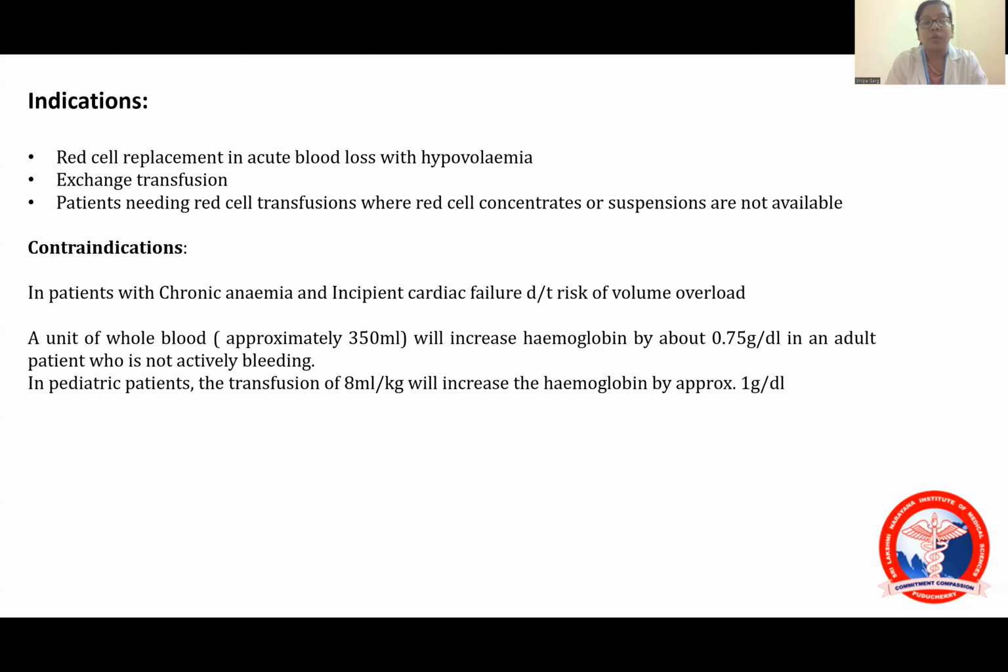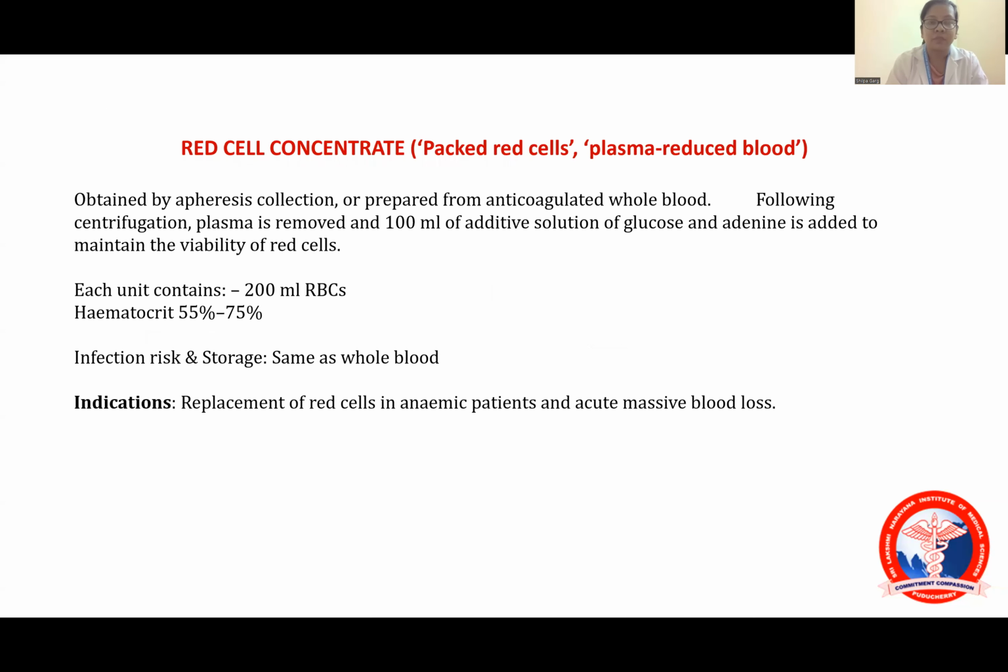Next, a unit of whole blood, that is approximately 350 ml, will increase hemoglobin by about 0.75 gram per deciliter in an adult patient, but an adult patient who is not actively bleeding. In pediatric patients, the transfusion of 8 ml per kg, now this is the dose in pediatric patients, will increase the hemoglobin by approximately 1 gram per deciliter.